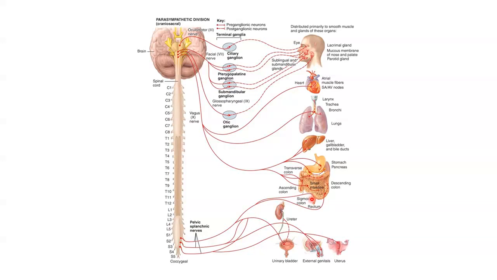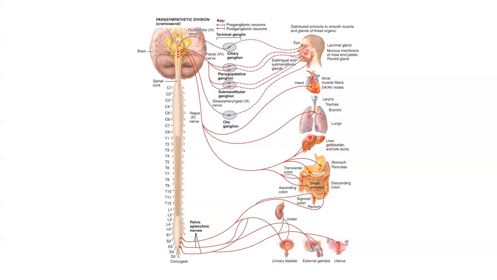Now, because the terminal ganglia are located either close to or in the wall of a visceral organ, our parasympathetic preganglionic axons are long, while our parasympathetic postganglionic axons are short. So we have these long preganglionic neurons and quite short postganglionic neurons.